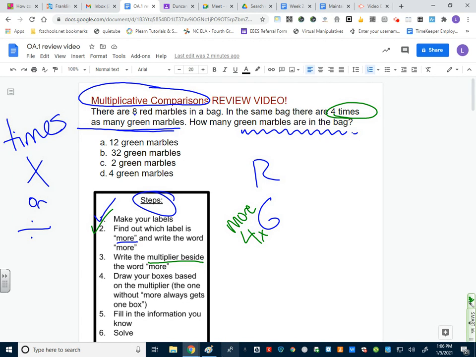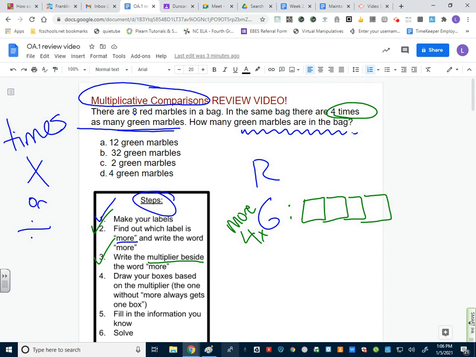Now, our multiplier is really important because it helps us draw our boxes. So the reason we're going to be drawing multiple boxes is because this is a multiplicative comparison. That means the green marbles have 4 equal groups.